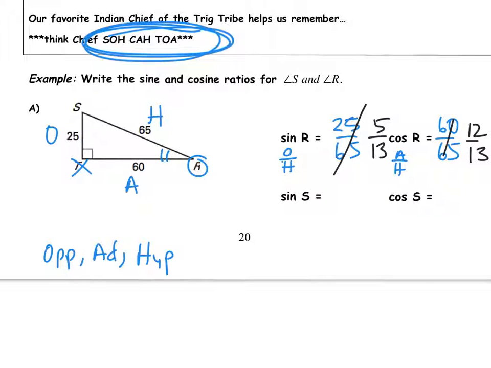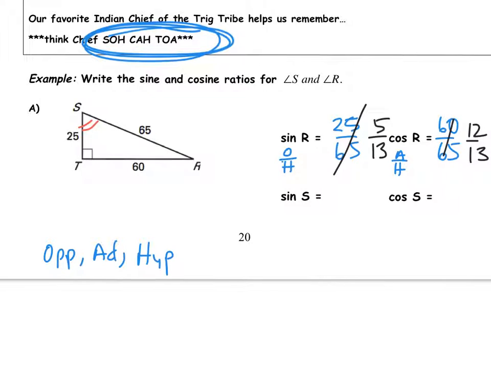Any questions? Understanding SOH CAH TOA? All right, so then all I'm going to do is erase this and start all over again. But this time I'm going to be talking about S. So now label our sides again. Which ones are opposite, adjacent, and hypotenuse?